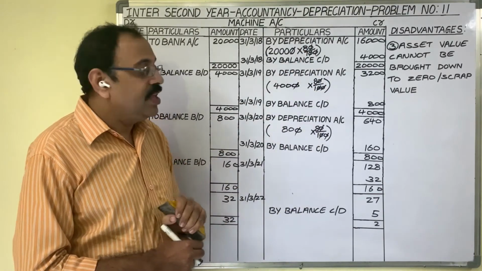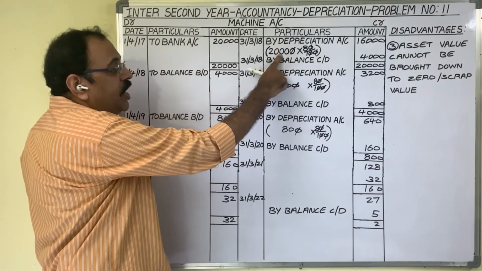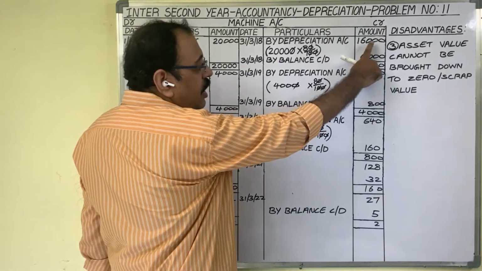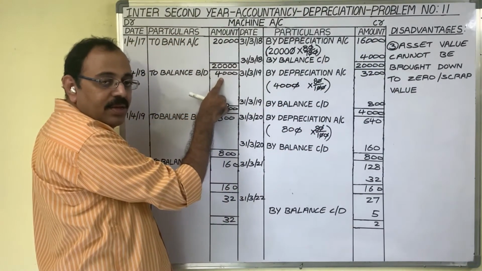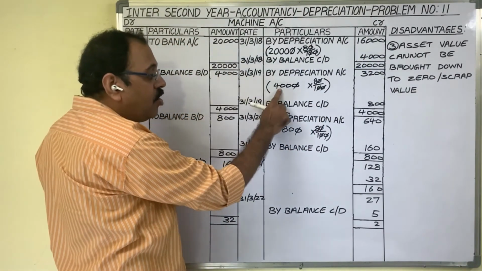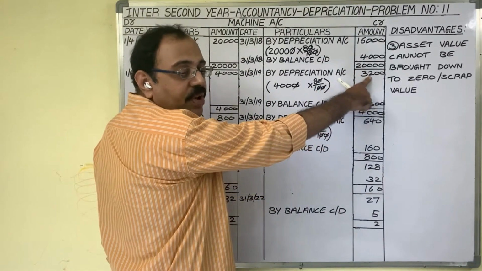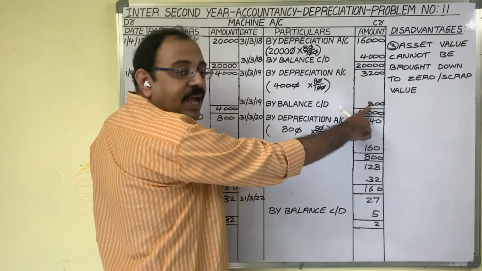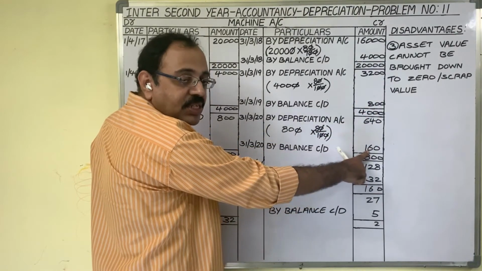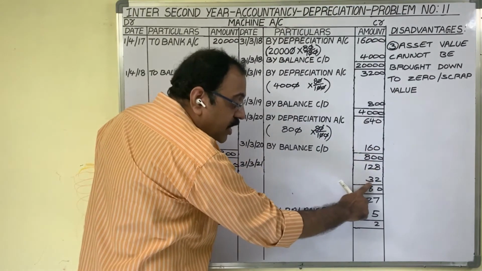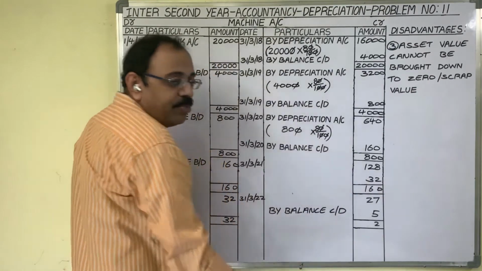Let us see. First year depreciation is 80% on 20,000, 16,000. Then balance carried down 4,000. Bring that to the second year. Second year depreciation on 4,000, 80%, that is 3,200. Balance carried down is 800. In the third year, balance carried down is 160. In the fourth year, balance carried down 32. In the fifth year, balance carried down 5 rupees.